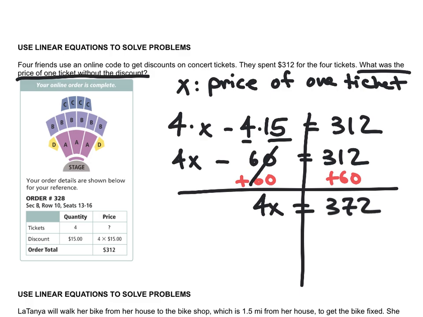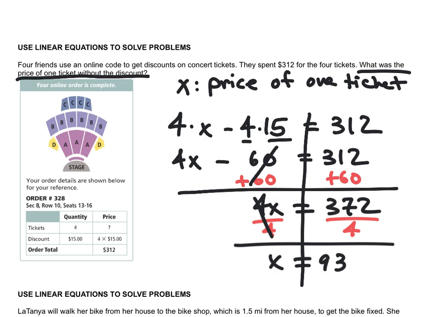372. Now, because I'm taking 4 times x, the opposite of multiplication is division, so I'm going to divide both sides of this equation by 4. Now, 4 divided by 4 divides out to 1. And then x is equal to 372 divided by 4, which ends up giving us a total of $93.